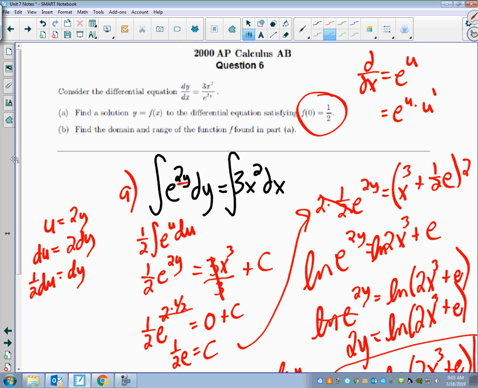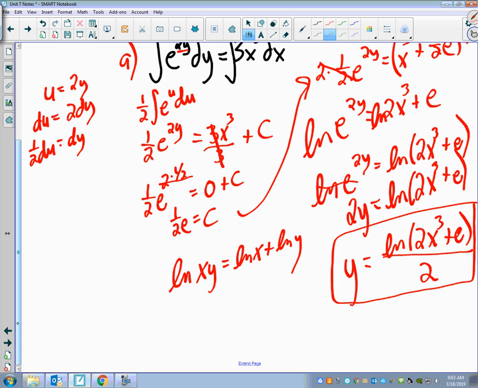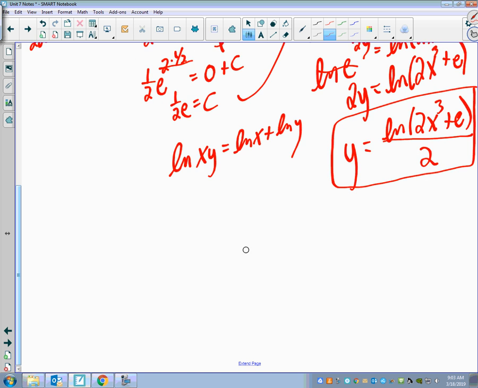And then it says find the domain and range of the function found in part A. Are you kidding me? And so here's our function. That's usually left blank. 3 points.